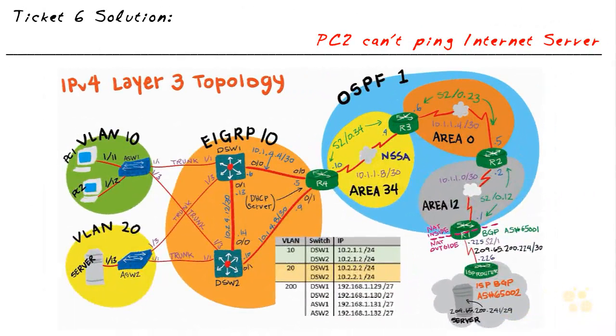In this solution walkthrough for troubleshooting ticket number 6, we identified that the fault domain was this time our ISP router. The technology was IPv4 BGP routing, and the fix was that we needed to advertise or source a default network from the ISP so that R1 could have a default route.